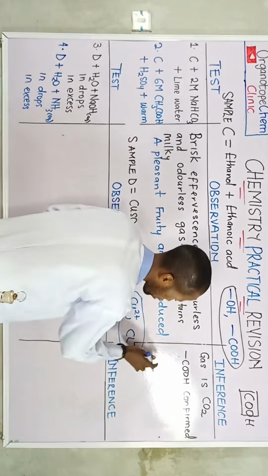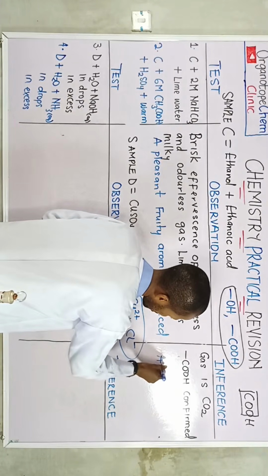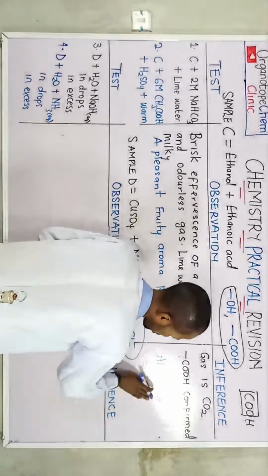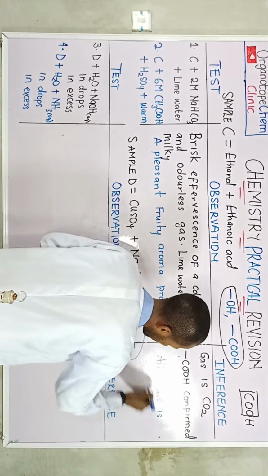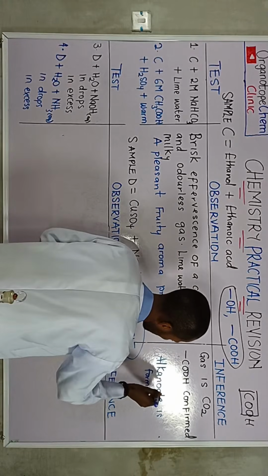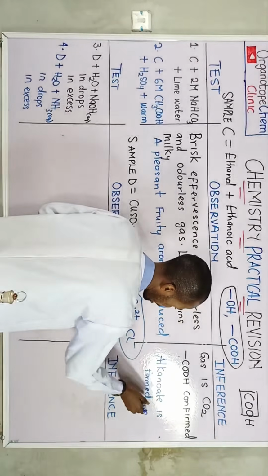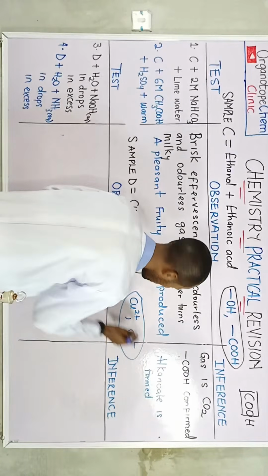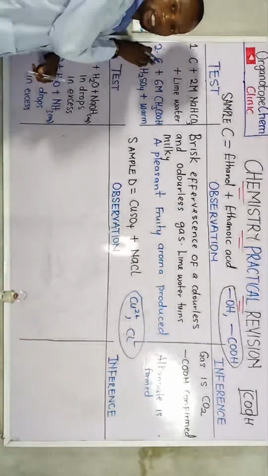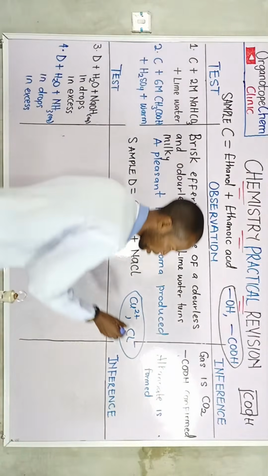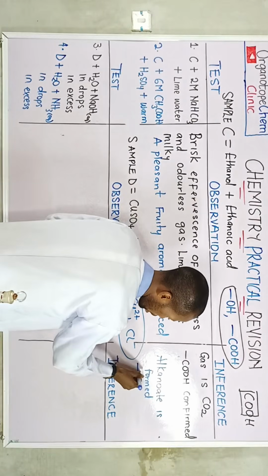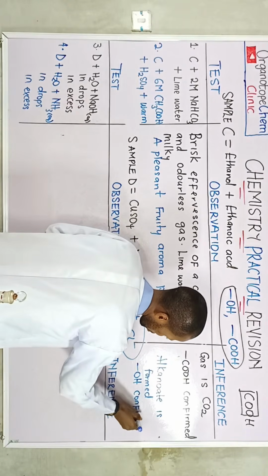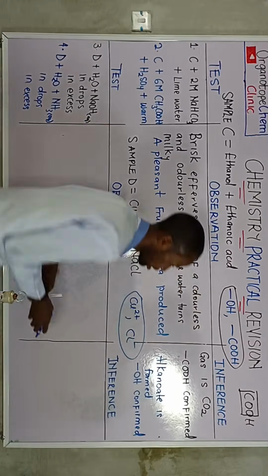So right here we are going to write alkanoate is formed. Okay, alkanoate is formed. Then what are we going to have? Since sample C contains ethanol, that means we are testing for alcohol there. So we have OH confirmed. The hydroxyl functionality confirmed. Okay.